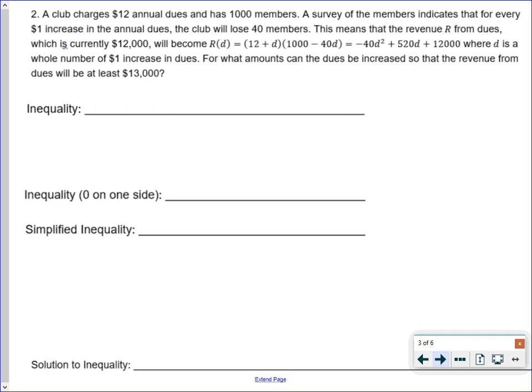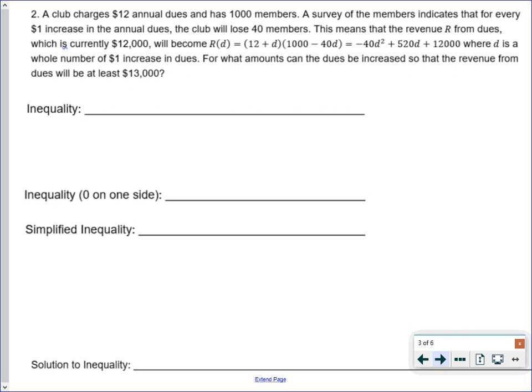Number 2, we're told the club charges $12 annual dues and has 1,000 members. A survey of the members indicates that for every $1 increase in the annual dues, the club will lose 40 members. This means that the revenue, R, from dues, which is currently $12,000, will become R(D) equals (12 plus D) times (1,000 minus 40D), which equals the quadratic negative 40D squared plus 520D plus 12,000, where D is a whole number of $1 increases in dues.